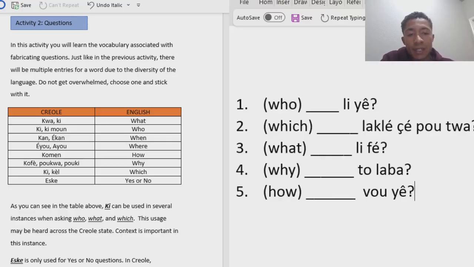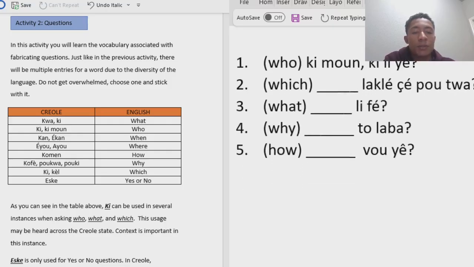Blank lié. Is he? Blank is he. Yes, truly. Est-ce que is for your yes and no. Kimun, ki. Yep, those are both correct. Kimun lié, ki lié. Who is he?